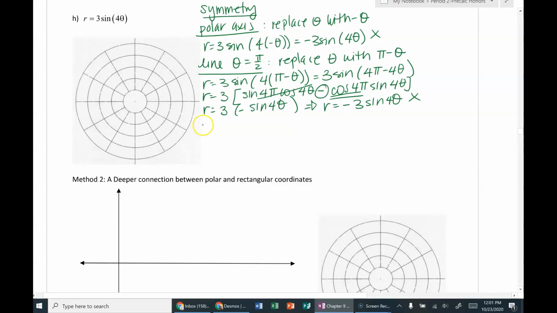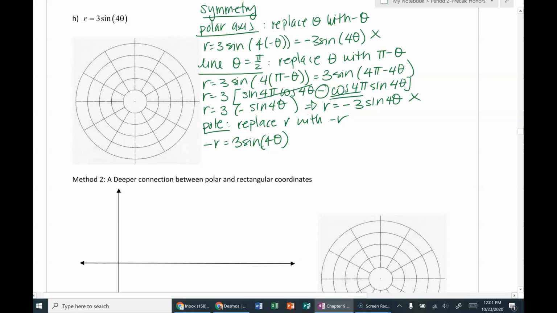Last one is your pole. Okay, so the pole is replace r with negative r. Okay, so immediately, as you can see, none of this is working.